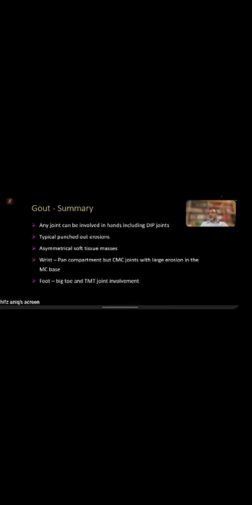So this is a summary of the gout. Any joint can be involved. In the hands, if you see the DIP joints with soft tissue swelling, or asymmetrical swelling, it can be gout, because it can involve the DIP joints. We know about the erosions. They are punched out erosions, rat bite, extra-articular, asymmetrical soft tissue masses, very dense.